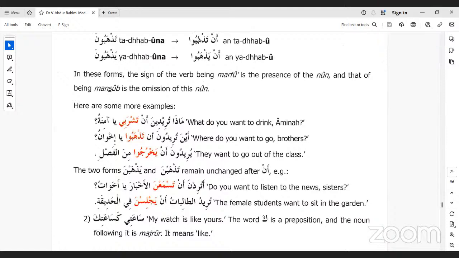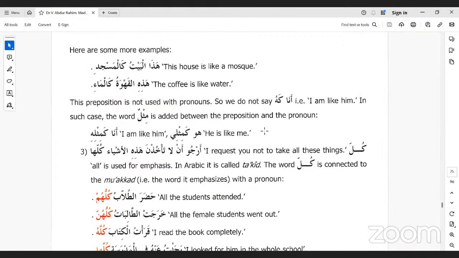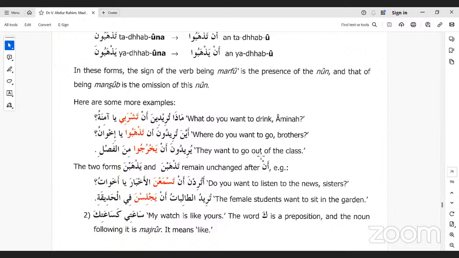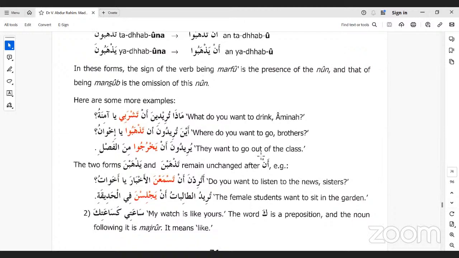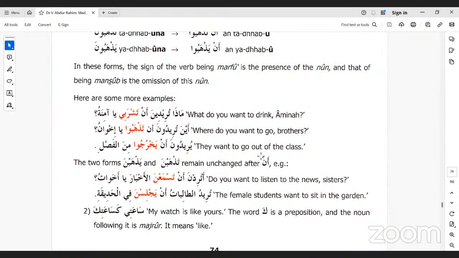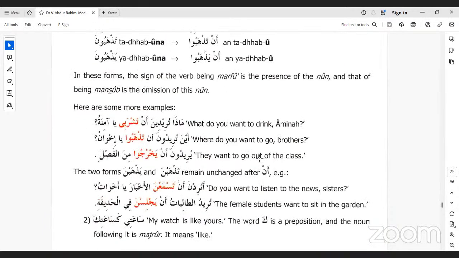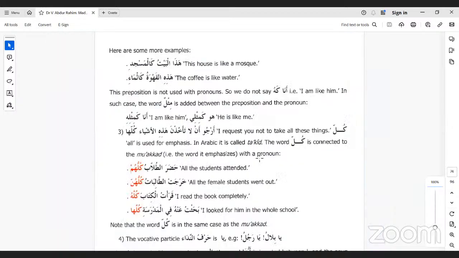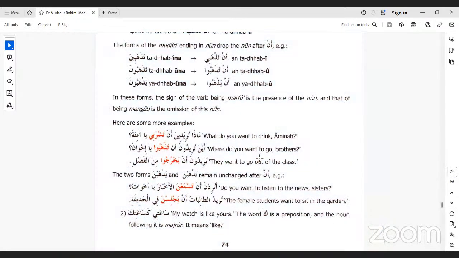Excellent. The two forms يذهبن and تذهبن remain unchanged after an. For example, أتردن أن تسمعن الأخبار يا أخوات. Do you want to listen to the news, sisters? So here تسمعن will remain the same. There will be no dropping of the noon fatha.